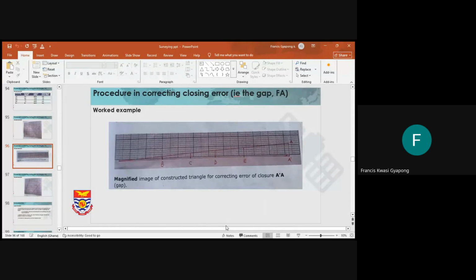Good. So the instruments that you need: pencil, ruler. They are the two instruments that you need. So I believe you have picked them. Let's move to the next one. We are now going on to the plotted traverse, the one we plotted. We're going to adjust it over there.